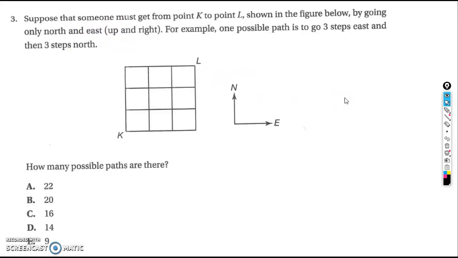Okay, last one in this challenging section. This one is considered challenging because it is asking you a question that could be answered in a million different ways.